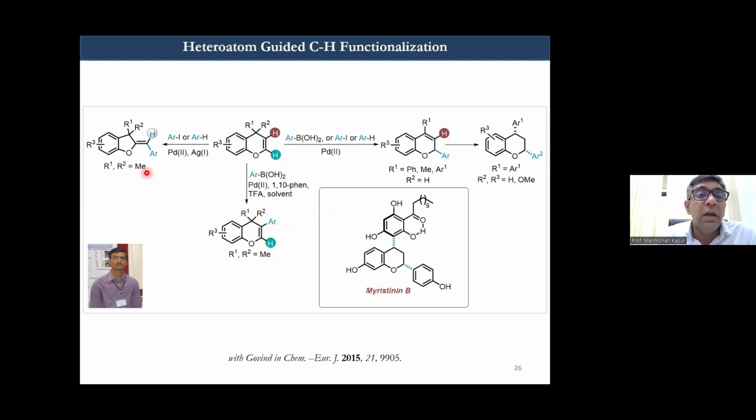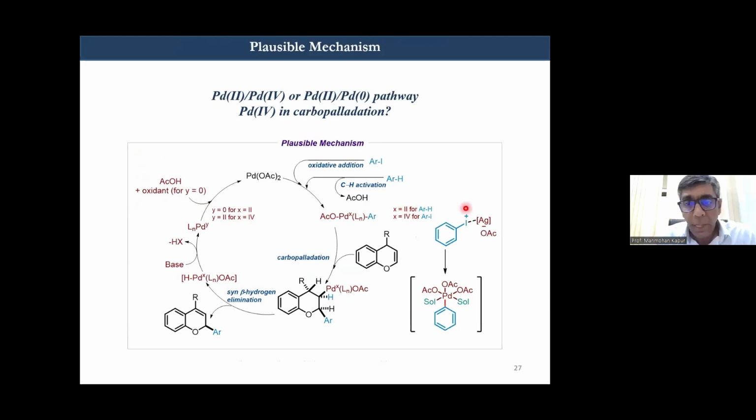Whereas when we carried out the reaction with aryl iodides or arenes, electron deficient arenes, we found that along with the arylation, we ended up getting a ring contraction. So there needed to be a proper explanation as to how this was actually occurring. There are a couple of plausible mechanisms that we proposed. We're still not very sure what exactly would have happened, but we have a fair idea of how we can explain these particular outcomes.